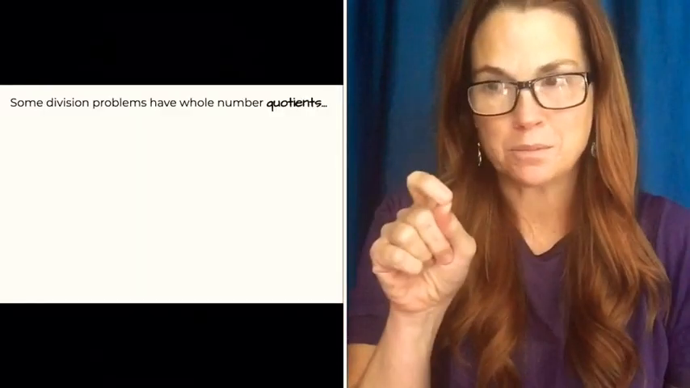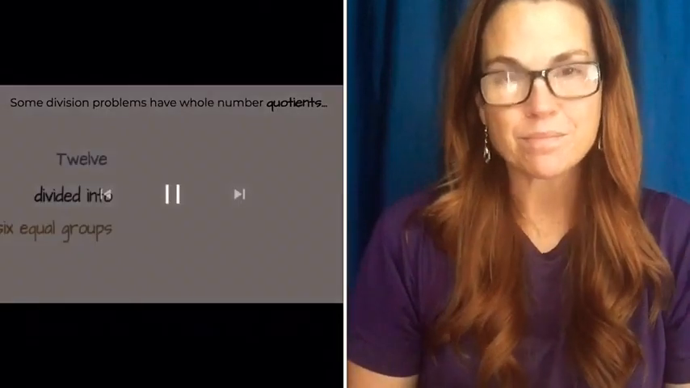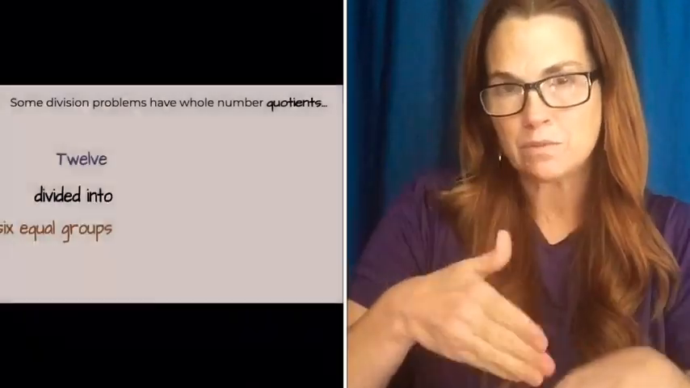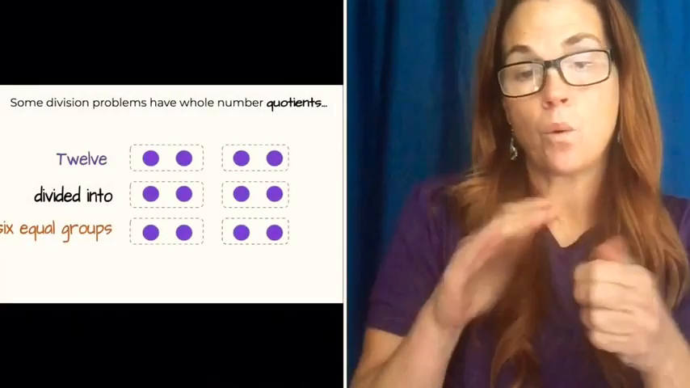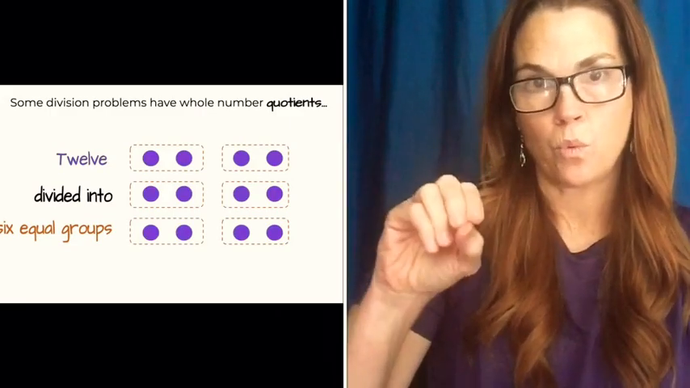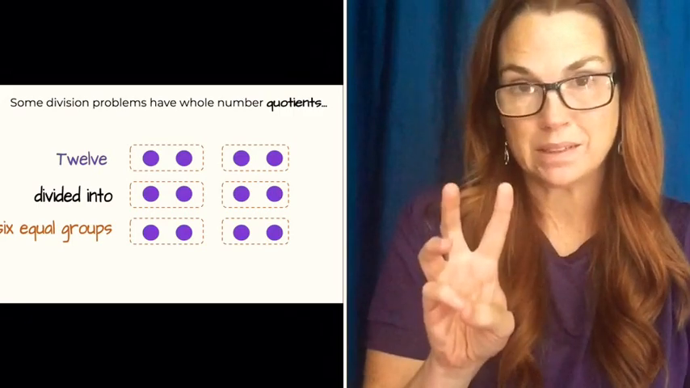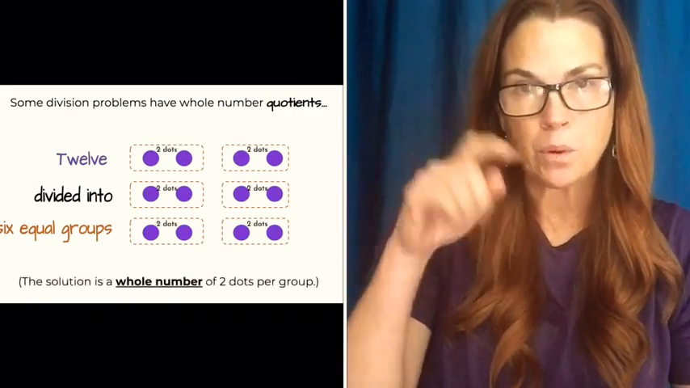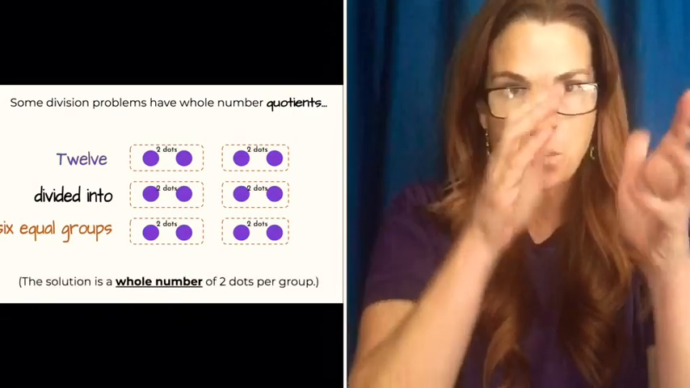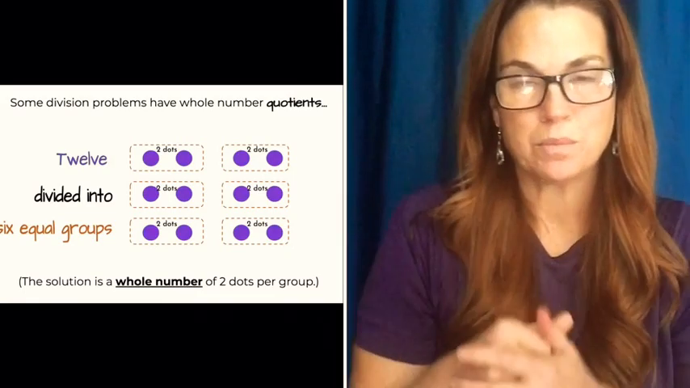Some division problems have whole number quotients. For example, 12 divided into 6 equal groups. There's 12 purple dots, and they're being grouped with orange into 6 groups. Each group has 2 dots. This solution is a whole number of 2 dots per group.